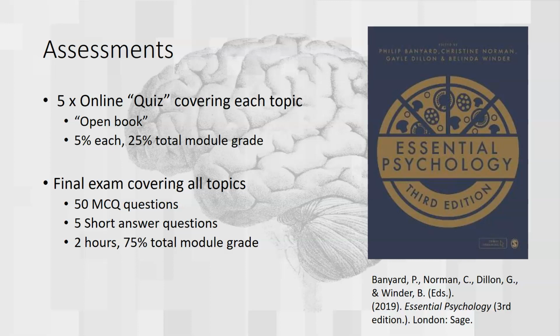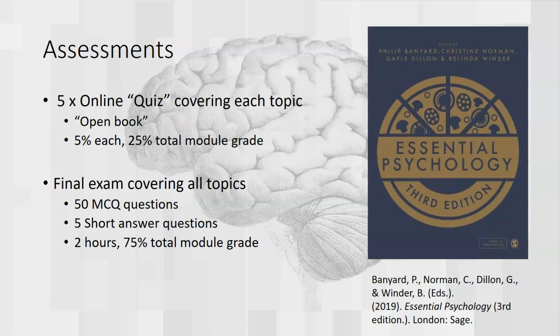Then you have a final exam. Your final exam will cover all topics covered in the module. This will be made up of 50 multiple choice questions and 5 short answer questions. Each short answer question will cover one of the areas of psychology covered in lecture. You will have 2 hours to complete this exam, and this exam constitutes the remaining 75% of the total module grade.